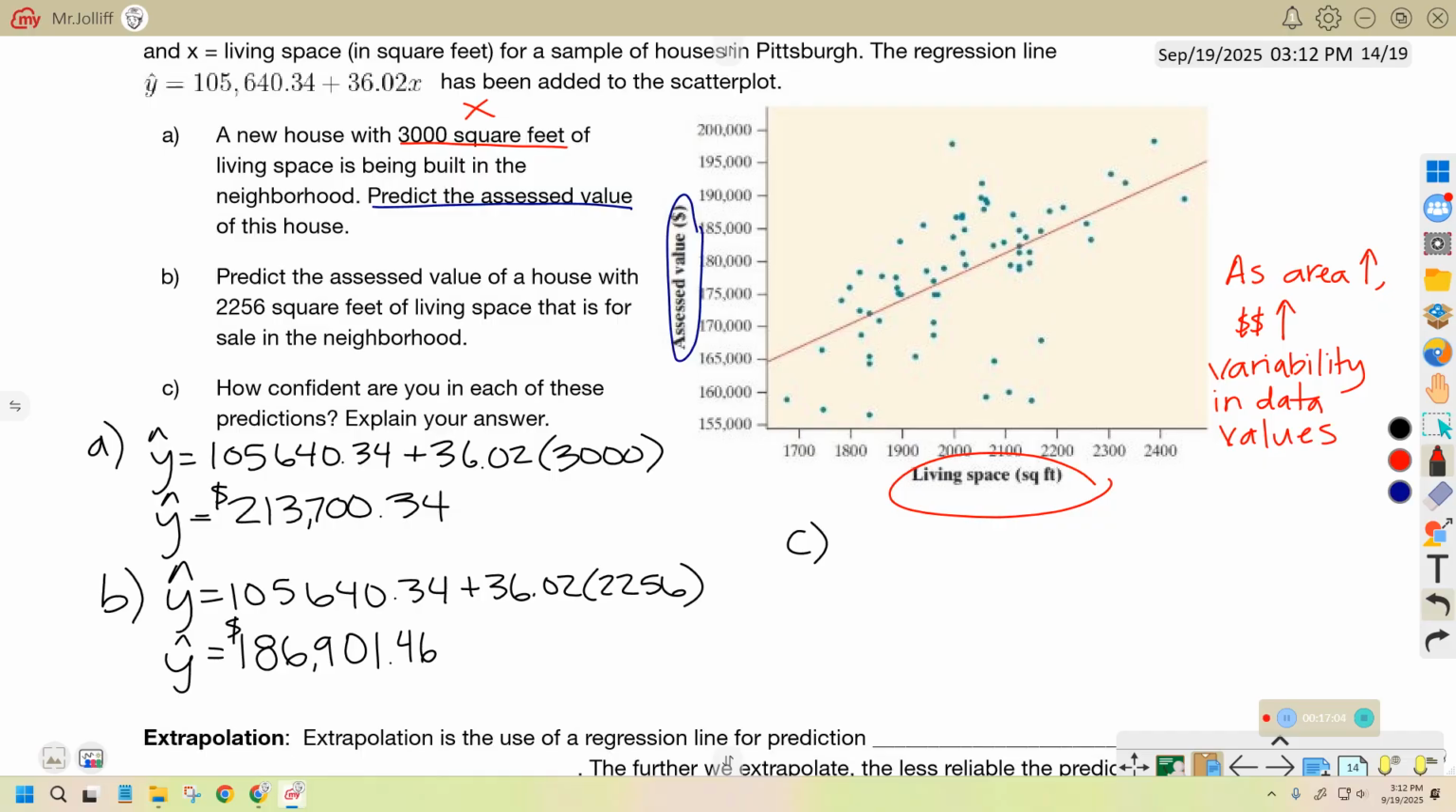So we expect as area goes up, price goes up, but we also expect this data is not a super strong linear, and so we might be off a little bit. Is that kind of the vibe I'm getting from the class? Okay, then I have another question for you, which is, are we equally confident in our prediction for A versus our prediction for B? Give me a thumbs up if you think you are, a thumbs down if you are not equally confident in both of those.